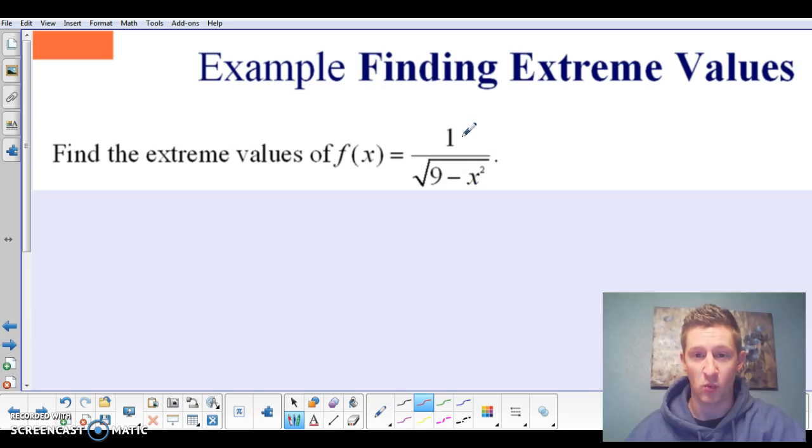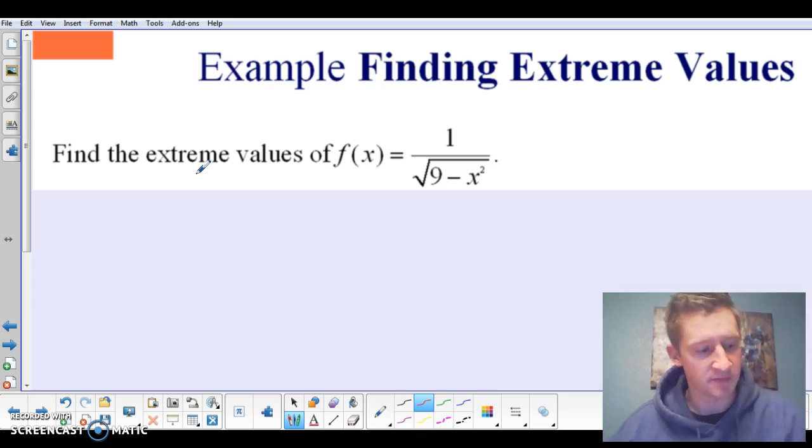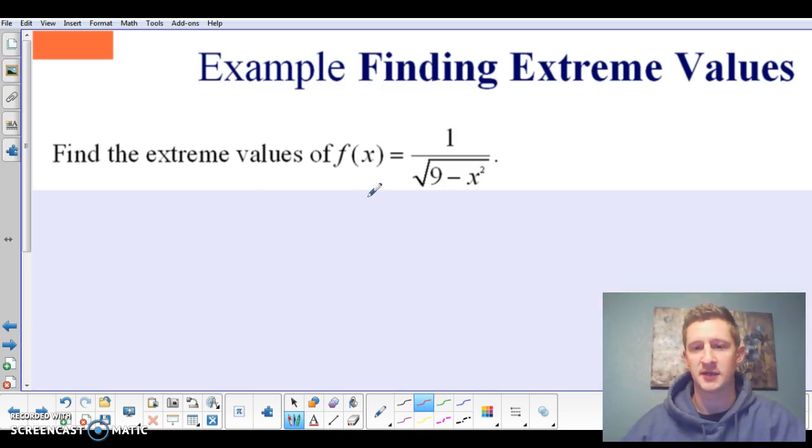I've got 1 divided by the square root of 9 minus x squared. We're told to find the extreme values. Now, in this case, we're not given a specific interval or a specific domain. So here we have to figure out the domain on our own. What x values am I going to be allowed to plug into this function? Well, first of all, I can't divide by 0. I know that. So any value that makes me divide by 0 is not going to work.